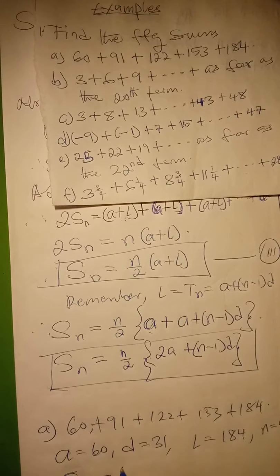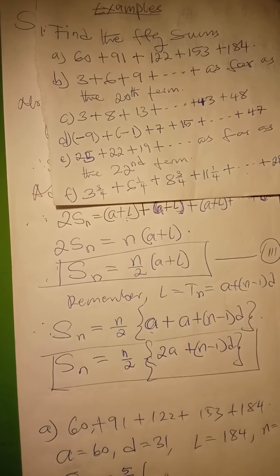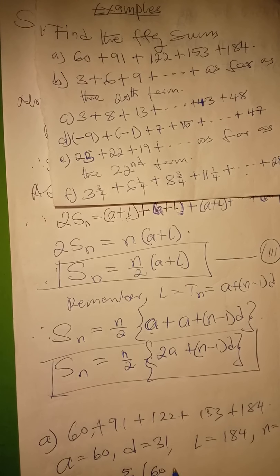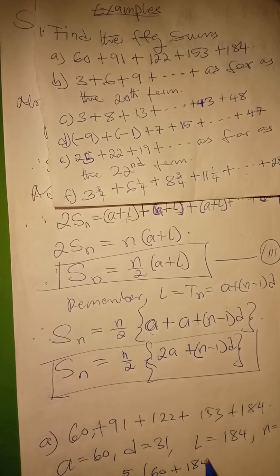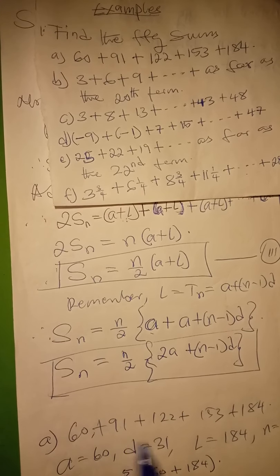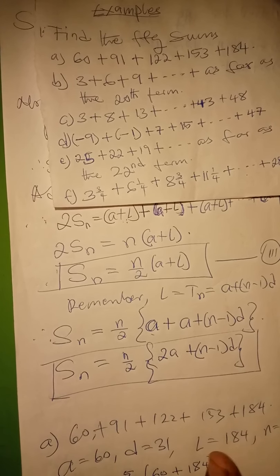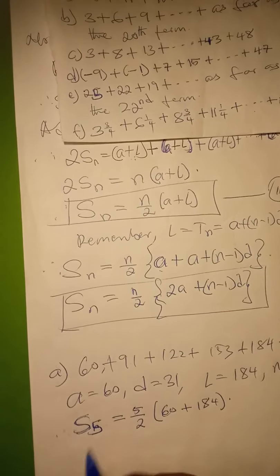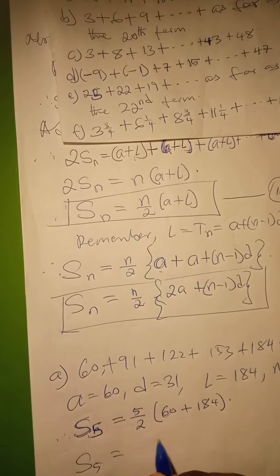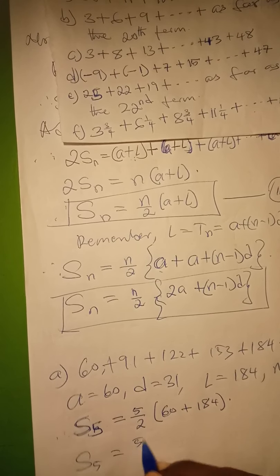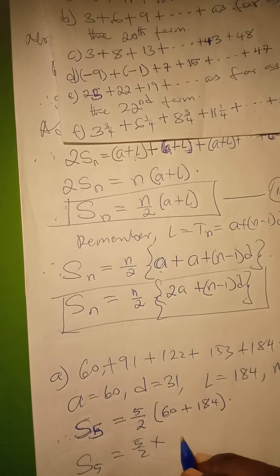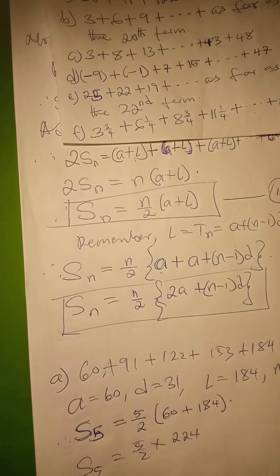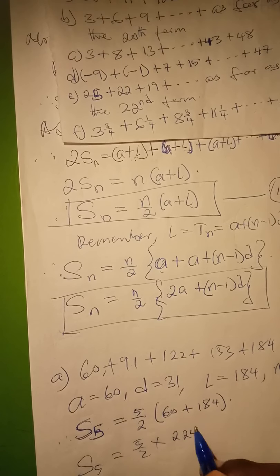Okay, so I'm going to have 5 over 2 bracket. The first term is 60 plus the last term is what? 184. So you see, somebody that will pick up a calculator to add up will not be able to do this quicker than you, if you know what you're doing. Okay, so the first 5 terms will be added up to give 5 over 2 times (184 plus 60), which is going to be what? 244. Sorry, 244.